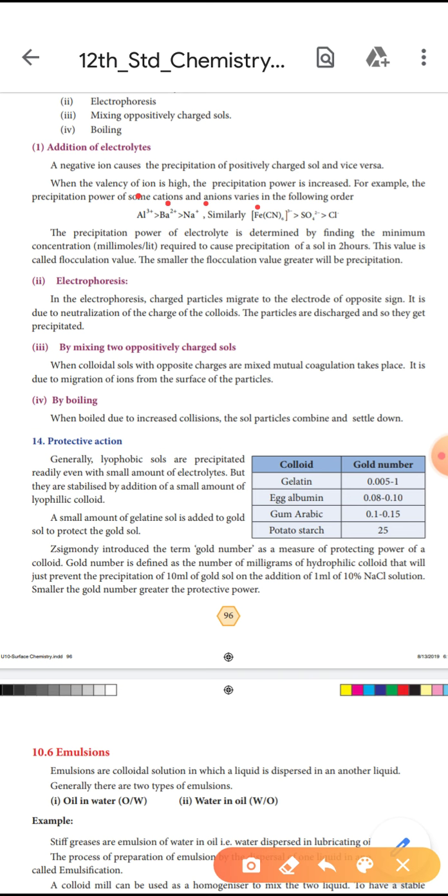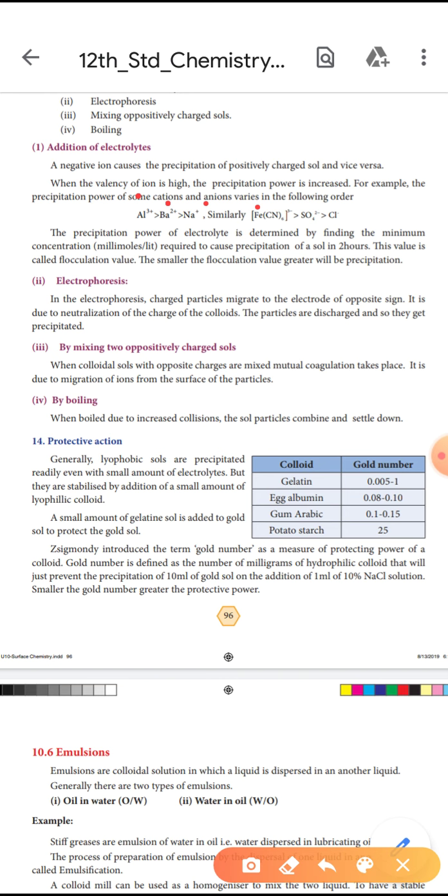Okay, so how do we calculate the precipitation power of an electrolyte? The precipitation power of an electrolyte is determined by finding the minimum concentration required to cause precipitation of the sol in 2 hours. This value is called the flocculation value. What is meant by flocculation value? The smaller the flocculation value, the greater the precipitation.